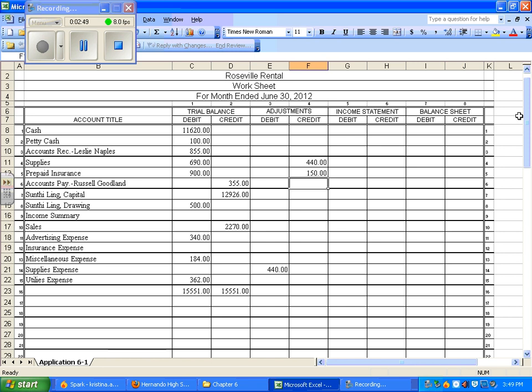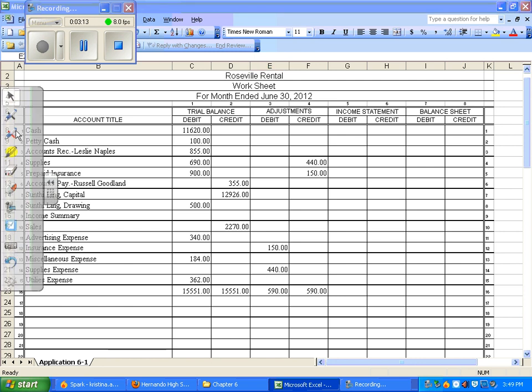And when you use an asset in the course of business to create revenue, it becomes an expense. So that $150 is going to become insurance expense. Now what we want to do is add these two columns to make sure that our adjustment columns equal. 440 and 150 is 590.